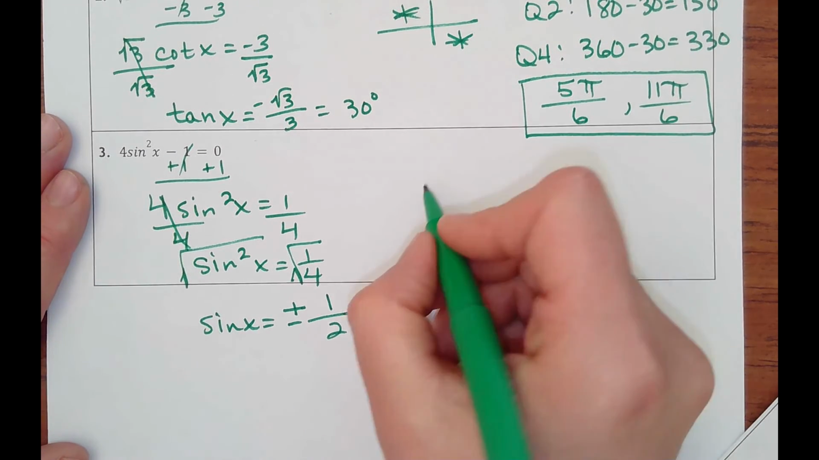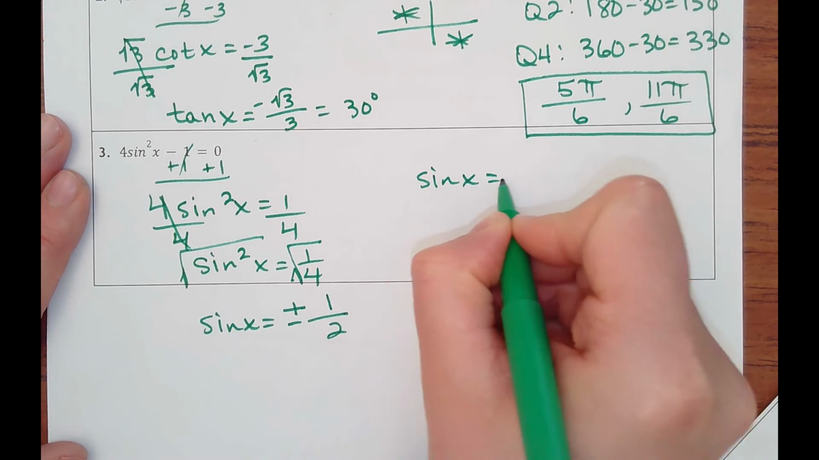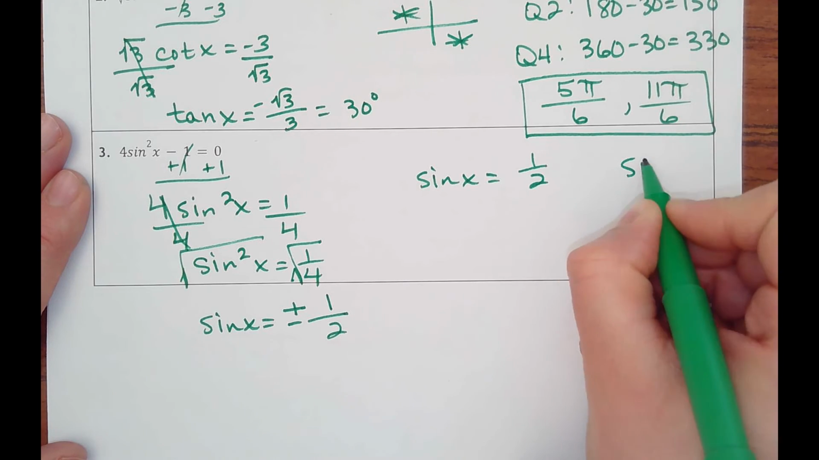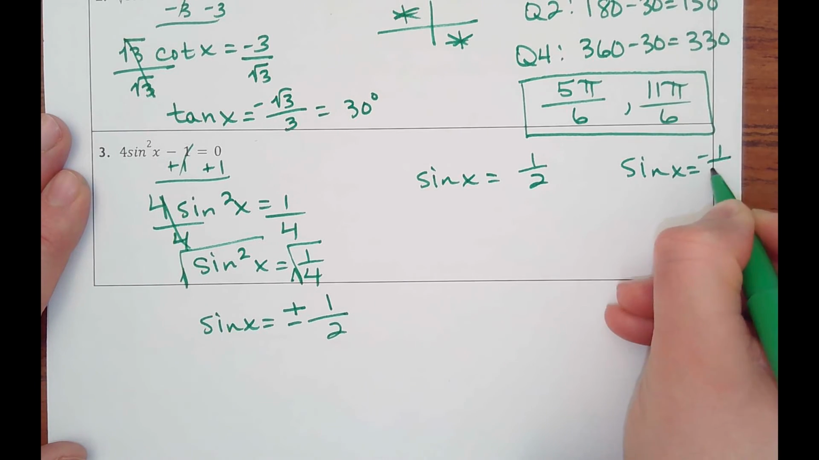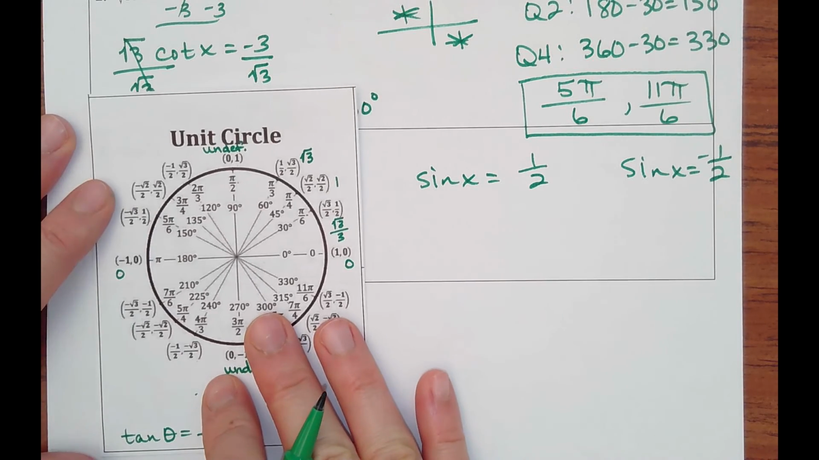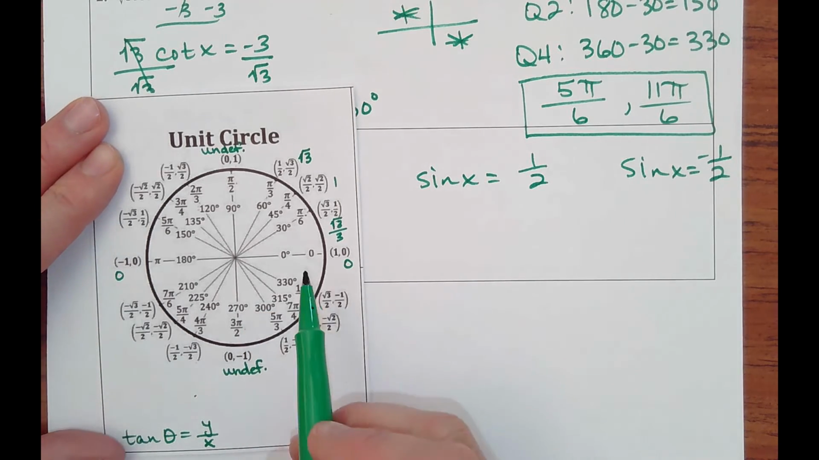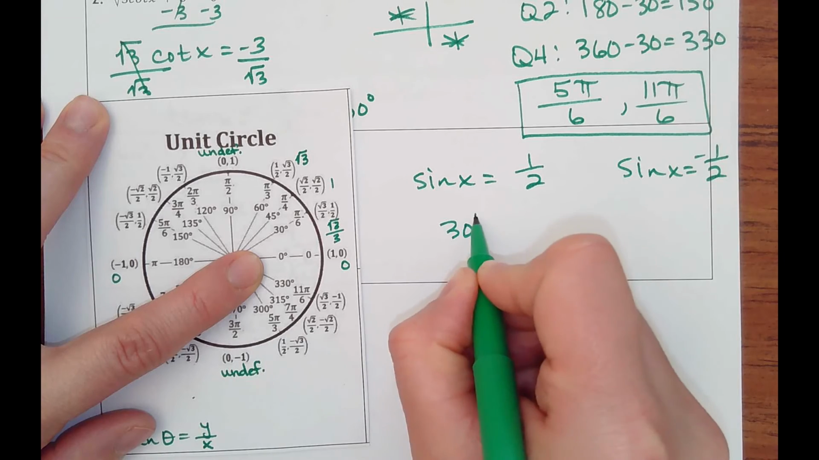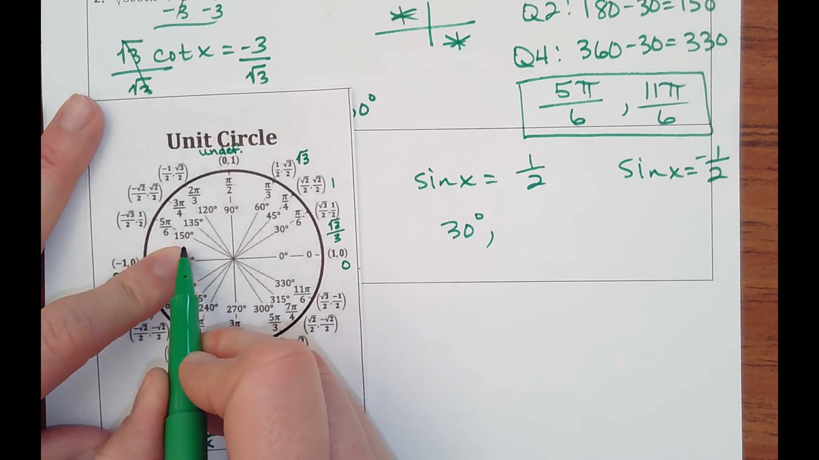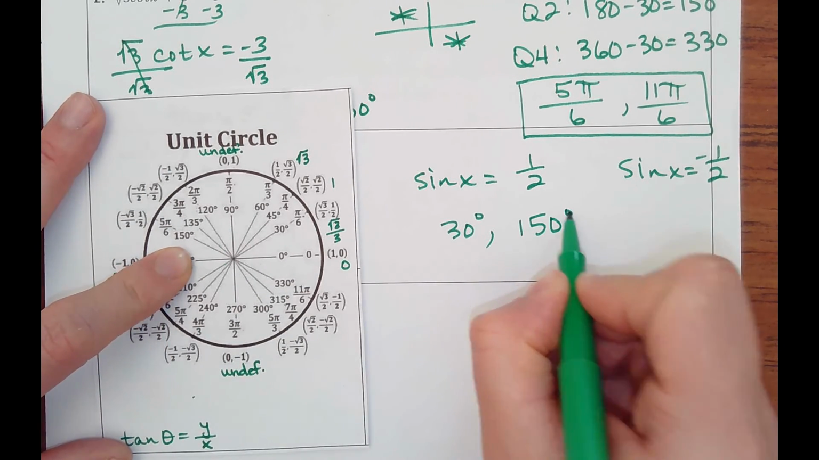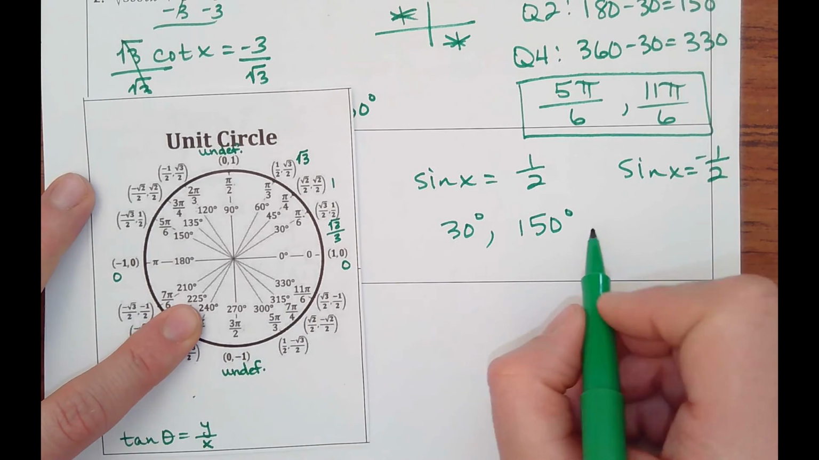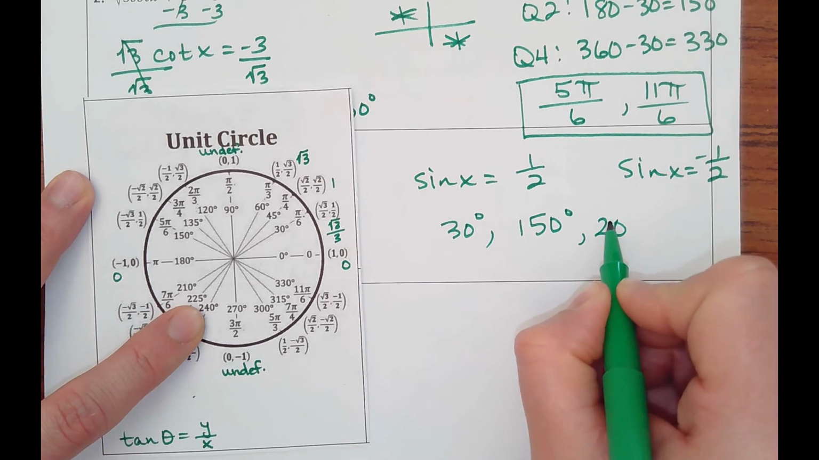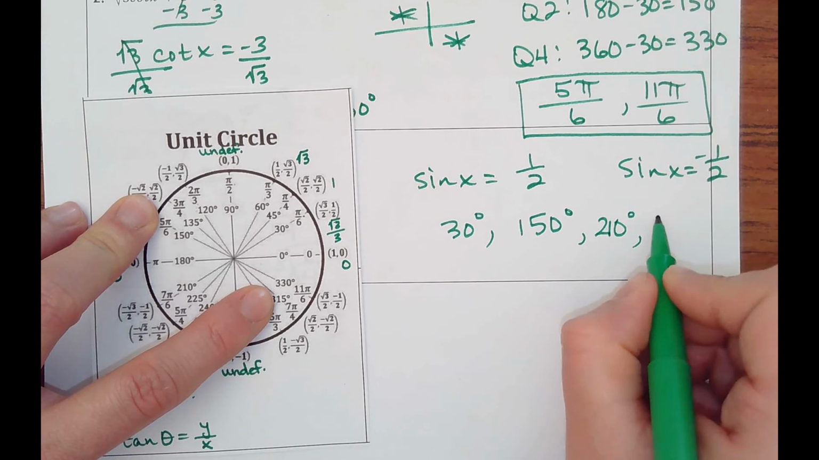So let's think about where is sine of an angle positive 1/2, where is sine of an angle negative 1/2. And again, I'll just use my unit circle. So when it's a half, that's a 30. So we would have 30 degrees, we would have 150 degrees. We would have 210 degrees. And we would have 330.